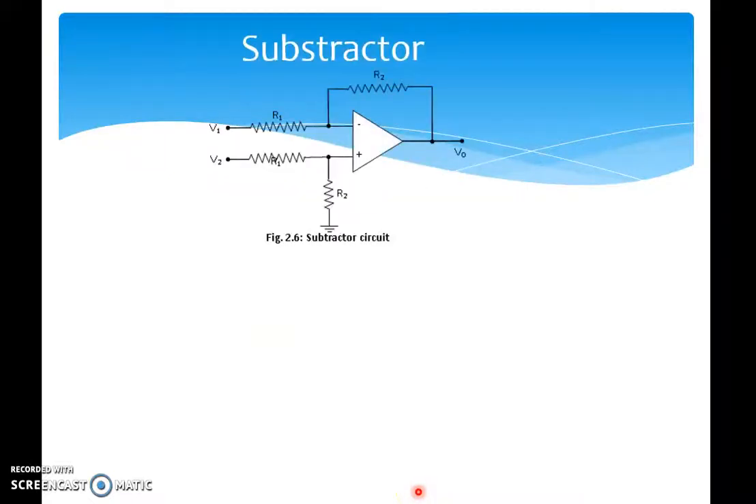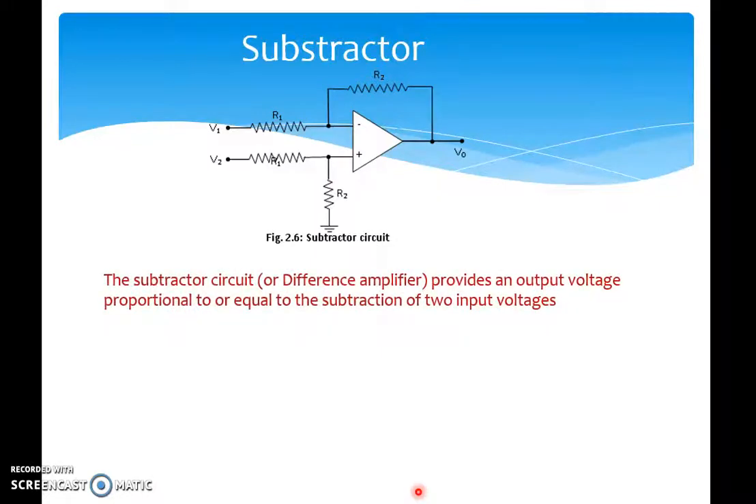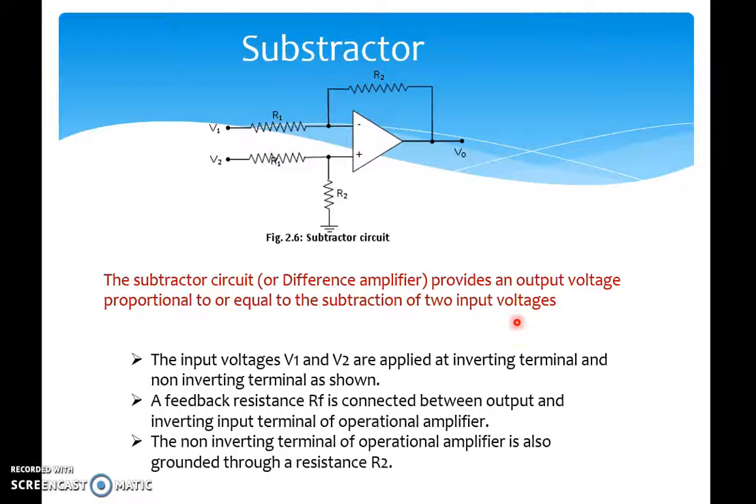Then we consider another circuit which is called a subtractor. This is another application of the op-amp, known as a subtractor, or also a difference amplifier. In this subtractor or difference amplifier, the output voltage is proportional to the subtraction of the input voltages, that is, it gives the difference of the input voltages. In this case V1 is applied to the inverting input and V2 is applied to the non-inverting input.